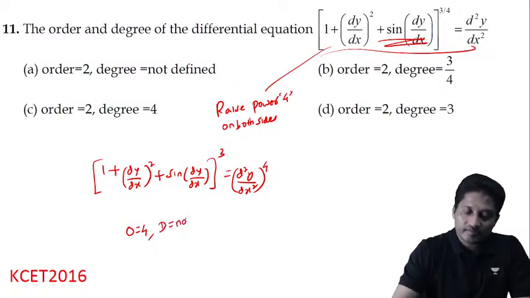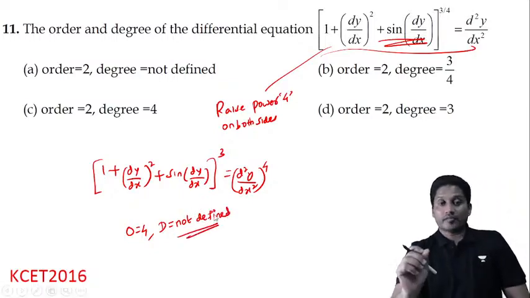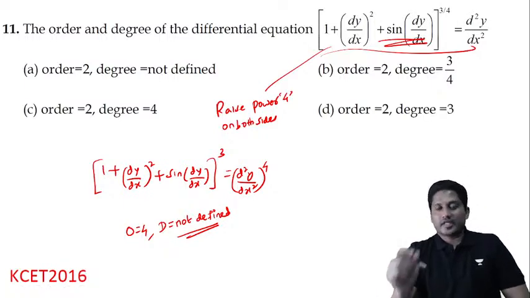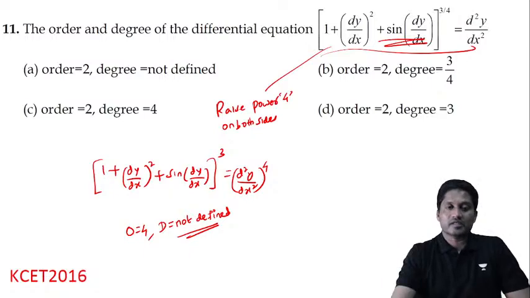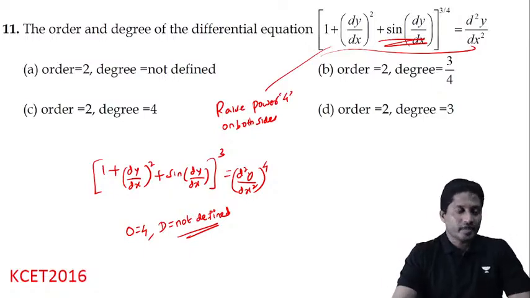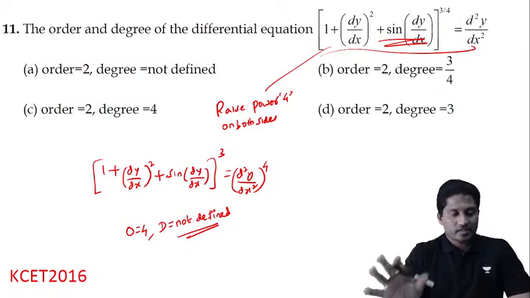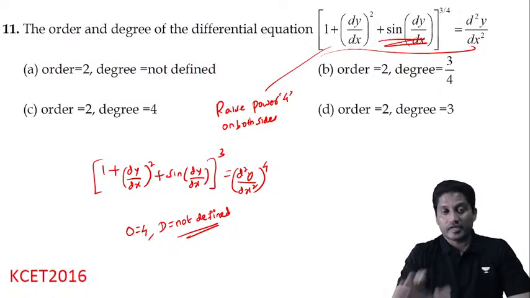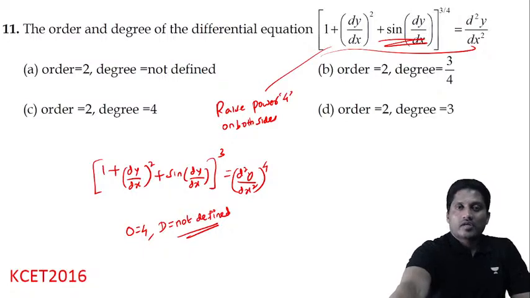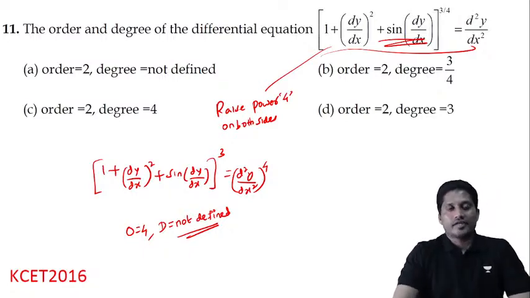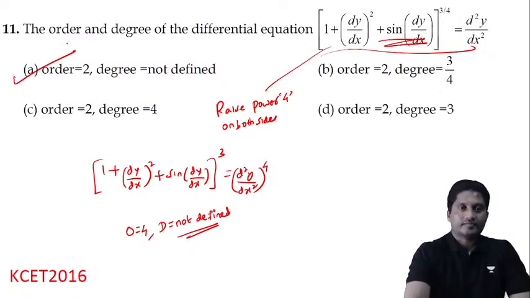Degree is not defined. Degree of a differential equation is defined only when it is a polynomial function of derivatives. That is, sine of derivative, log of derivative, e power derivative. If you come across such cases, then degree is not defined. So I repeat, the degree of a differential equation is defined only if it is a polynomial function in derivatives. Order will be equal to 2. Degree is not defined. So answer is option A.